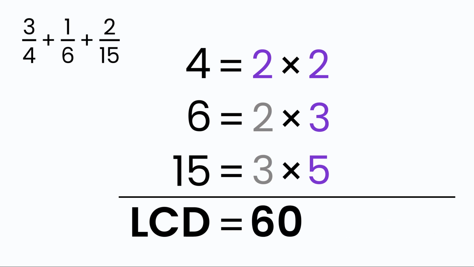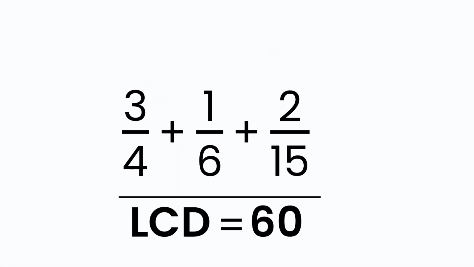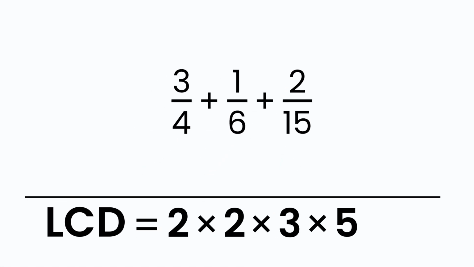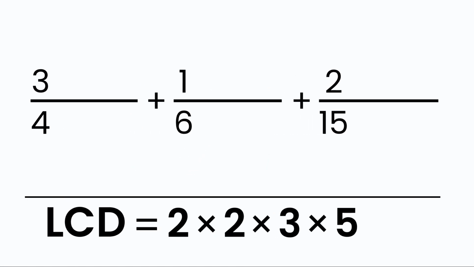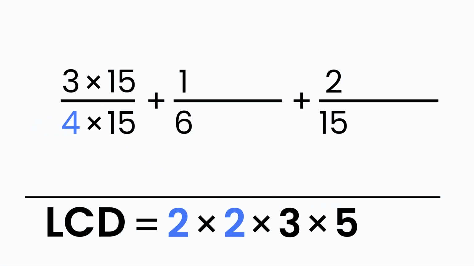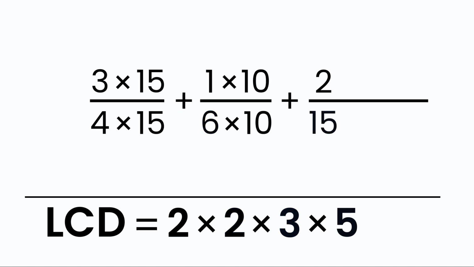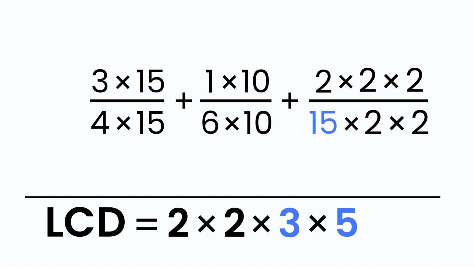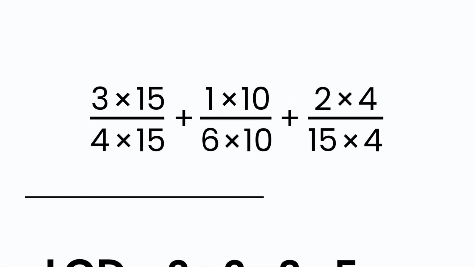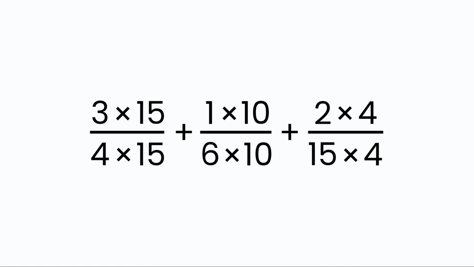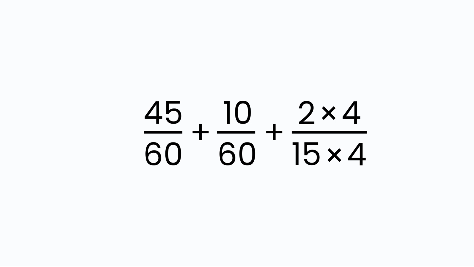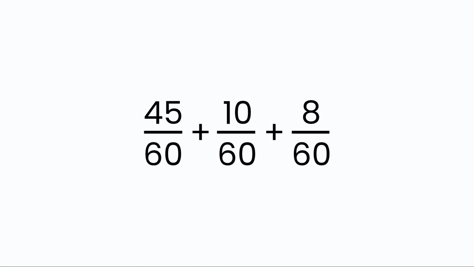equals 60. So again, you need to expand each fraction by the factors that are missing to get to 60. This means you must expand 3/4 by 3 times 5, or 15. Then, you expand 1/6 by 2 times 5, or 10. Finally, you expand 2/15 by 2 times 2, or 4. You can then work out that 3/4 is the same as 45/60, 1/6 is equal to 10/60, and 2/15 equals 8/60.